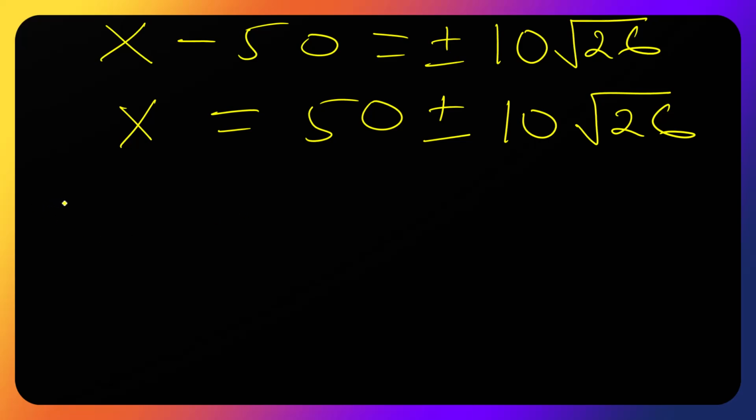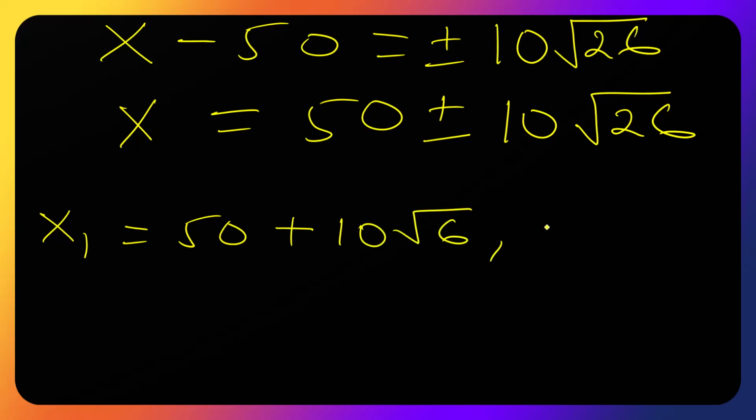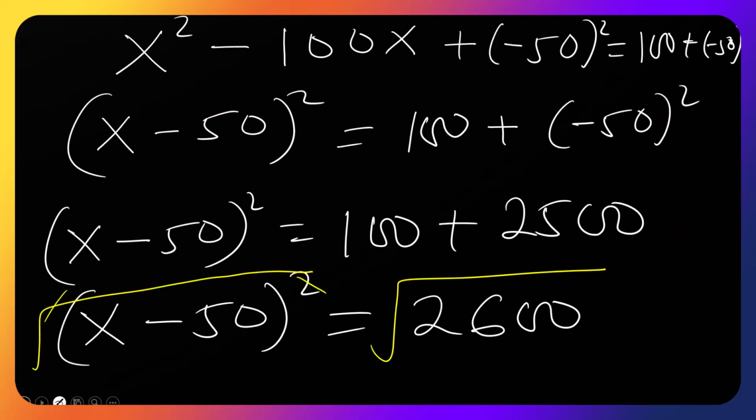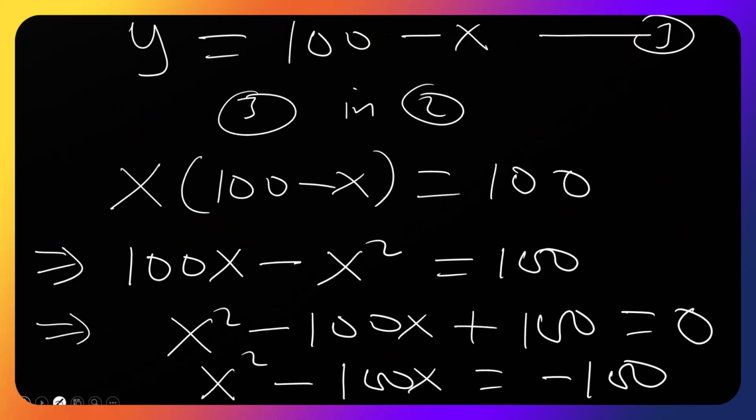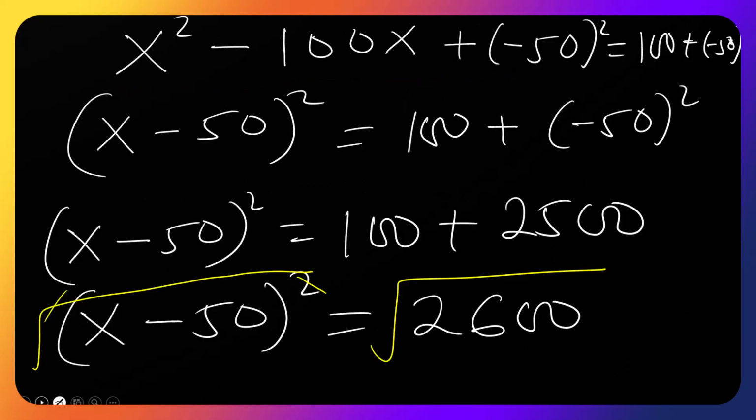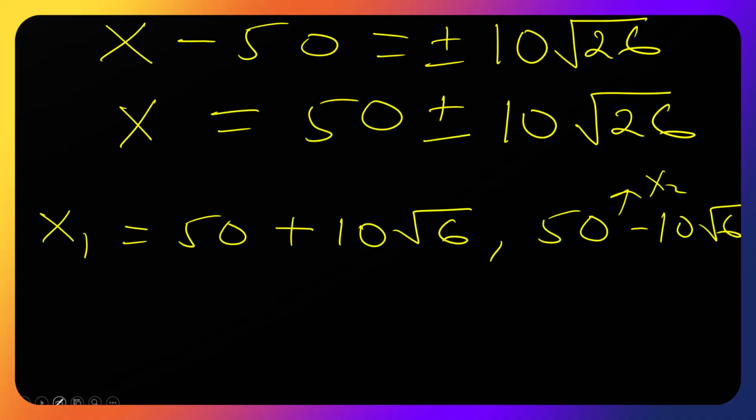It means the possible answers for x: x1 is 50 plus 10 root 26, then x2 will be 50 minus 10 root 26. So this one will be x2, the second solution for x. Now, let's look for the y value. So you can start from here: y equals 100 minus x.